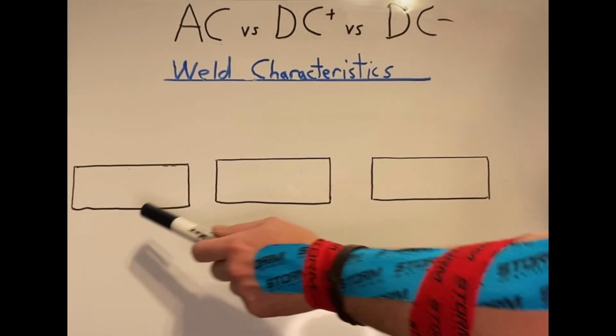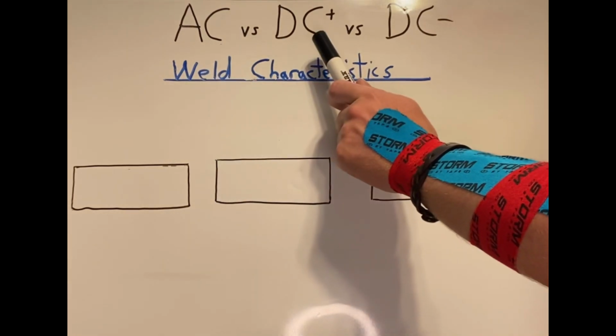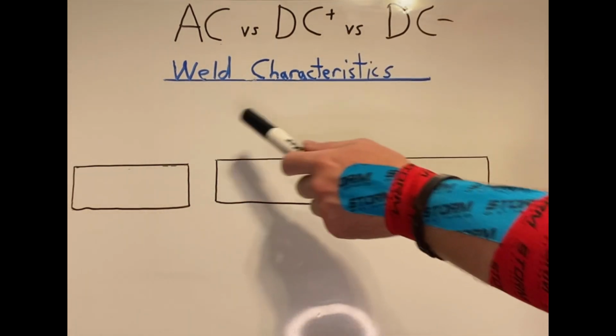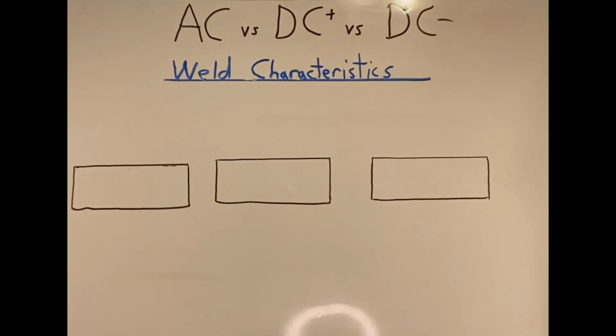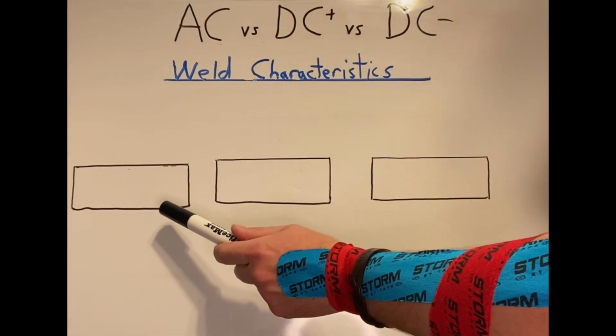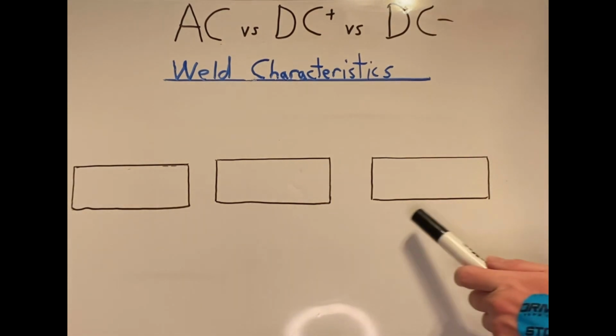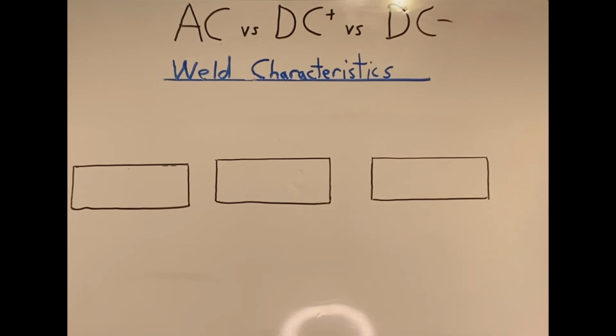What I have here is going to be showing AC versus DC positive versus DC negative weld characteristics for penetration. Now it's going to show for AC, DC positive, and DC negative, according to the American Welding Society, what their penetration looks like.